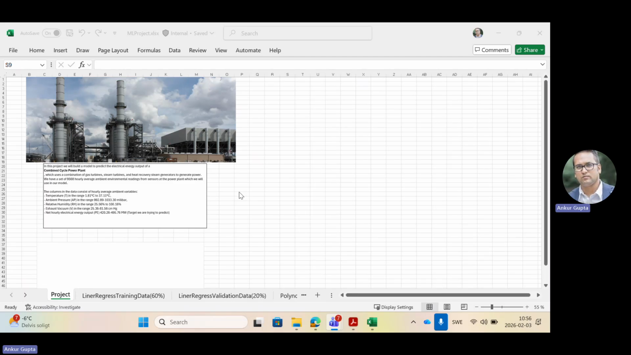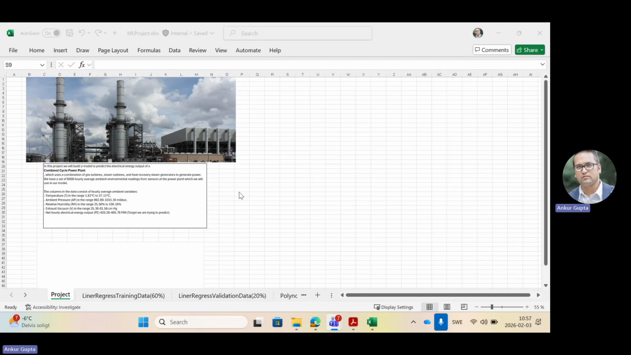We have a set of 9,568 hourly average ambient environment readings from sensors at the power plant, which we will use in our model. The columns in the data consist of hourly average ambient variables: temperature, ambient pressure, relative humidity, exhaust vacuum, and net hourly electric energy output, which is our target variable PE. So we are required to use different models and test them.